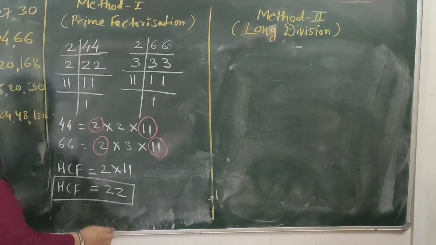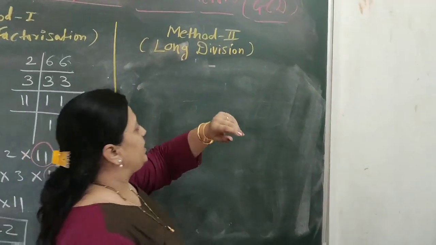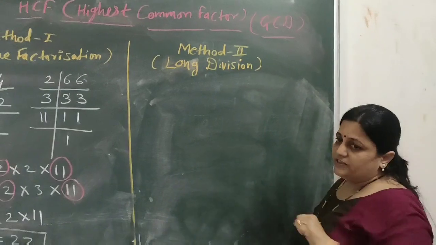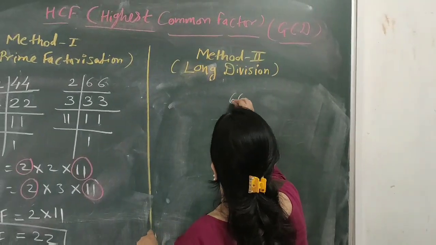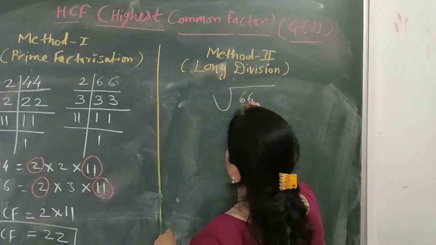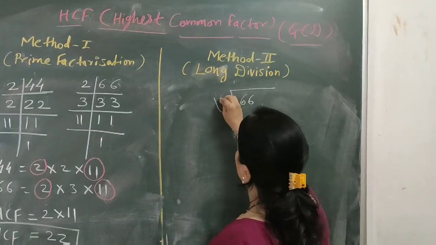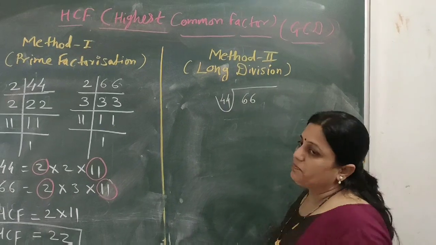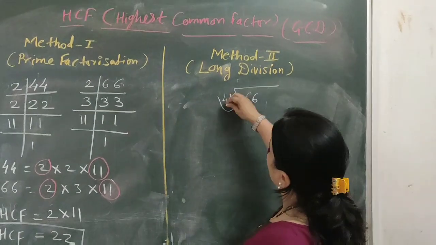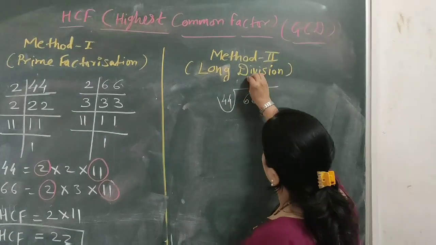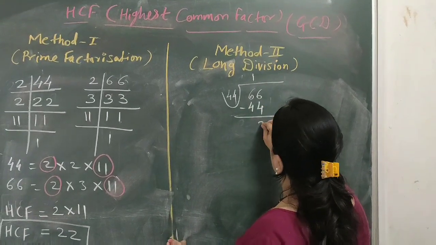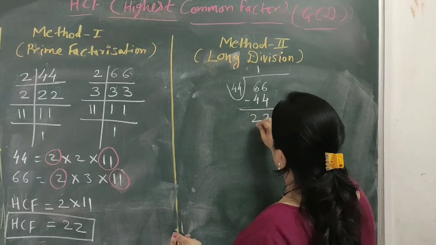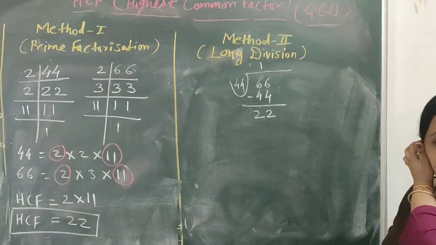Okay children. Now see here, the long division method. In the long division method, what is the first step? Divide the bigger number by the smaller number. So 66 is bigger than 44. So we will divide 66 by 44. 44 2s are 88, so we have to divide by 1. 44 1s are 44. 66 minus 44 is 22. Now we got remainder 22.